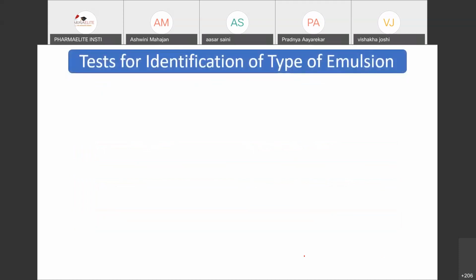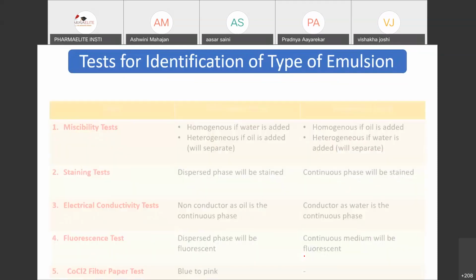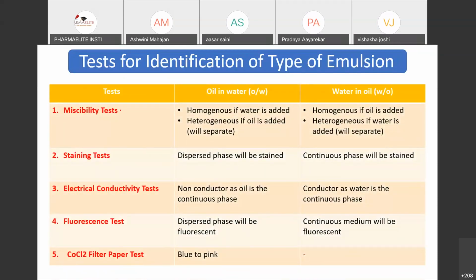Now, what if I want to identify the type of emulsion? We just talked that there are different types of emulsions, right? For identification of the type of emulsion, you have the miscibility test, conductivity test, and filter paper test. That's how you are going to identify whether it is an oil in water emulsion or water in oil emulsion. When it comes to the tests, understand all the tests one by one carefully. Don't hurry. They are conceptual.